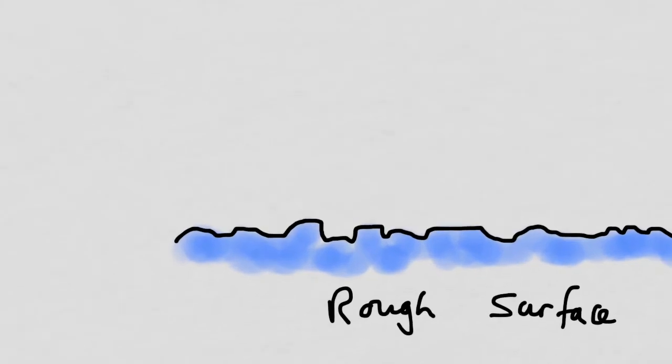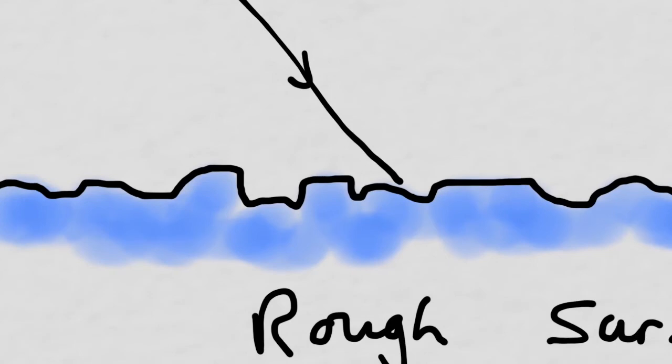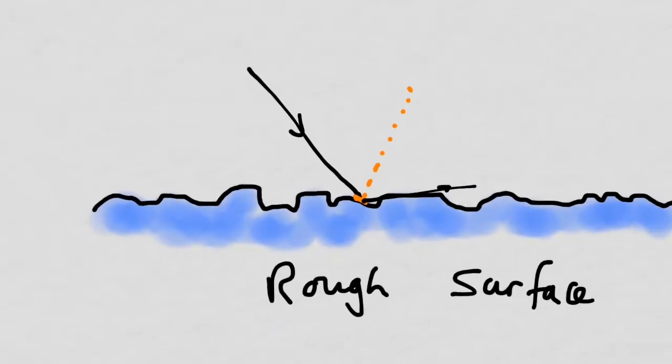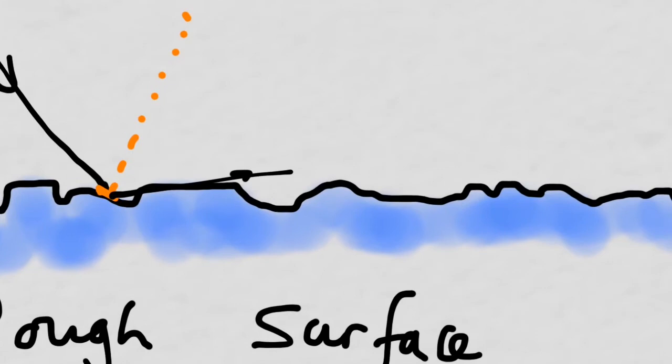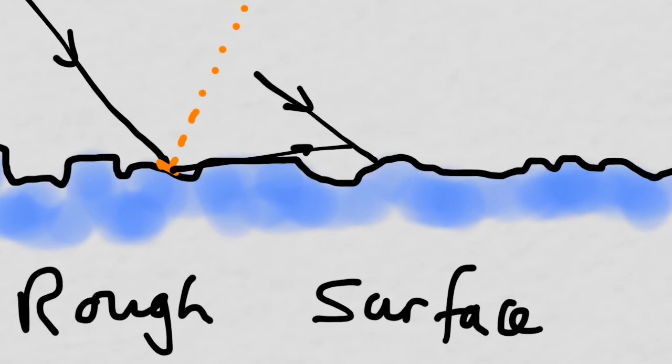If I shine a light ray, say here, and zoom in on the surface, I need to draw a normal to that surface. I draw my normal like that, and my reflected ray is going to bounce off at the same angle. Let's draw another ray of light here. If I zoom in on the surface here, that's my surface, so my normal is going to be 90 degrees to that, and my reflected ray is going to be up here.